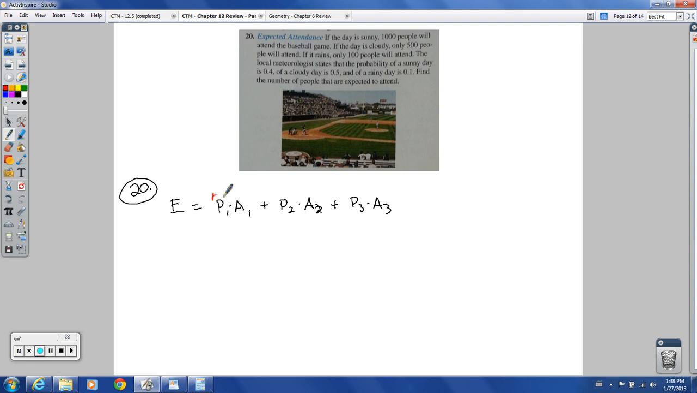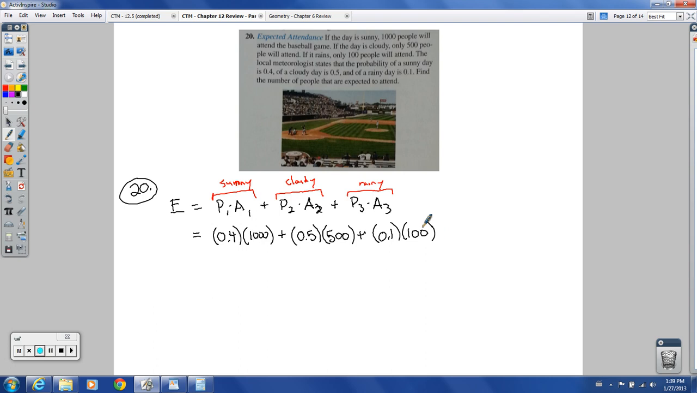So this would be, I would say, sunny. This would be cloudy, and this will stand for the rainy part. And so what's the probability that it's going to be sunny? The meteorologist said 0.4. And then if it is sunny, there's supposed to be 1,000 people coming to the game. If it's cloudy, that chance was 0.5 according to the meteorologist, and then the amount would be 500. And if it's rainy, that chance was 0.1. There's 100 people expected to come if that happens.